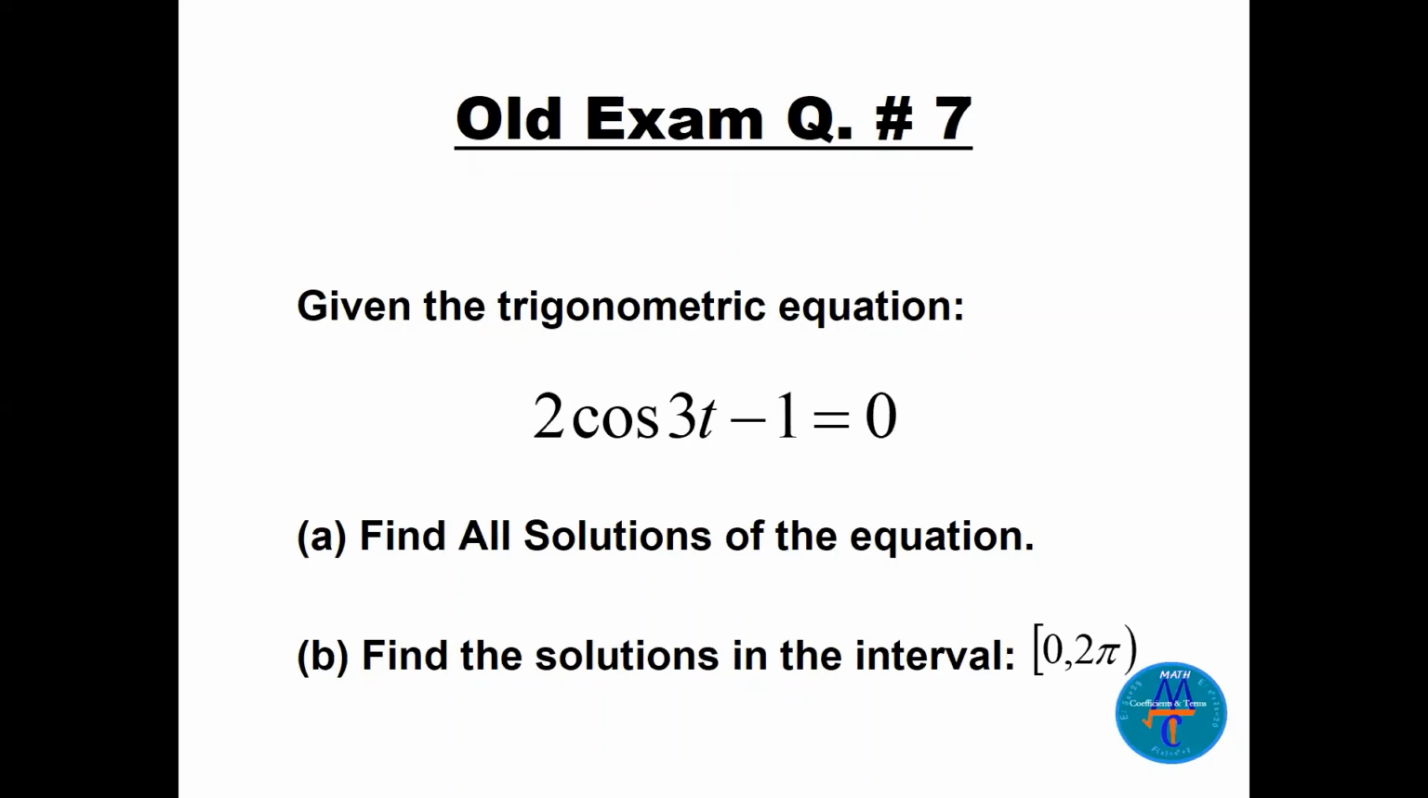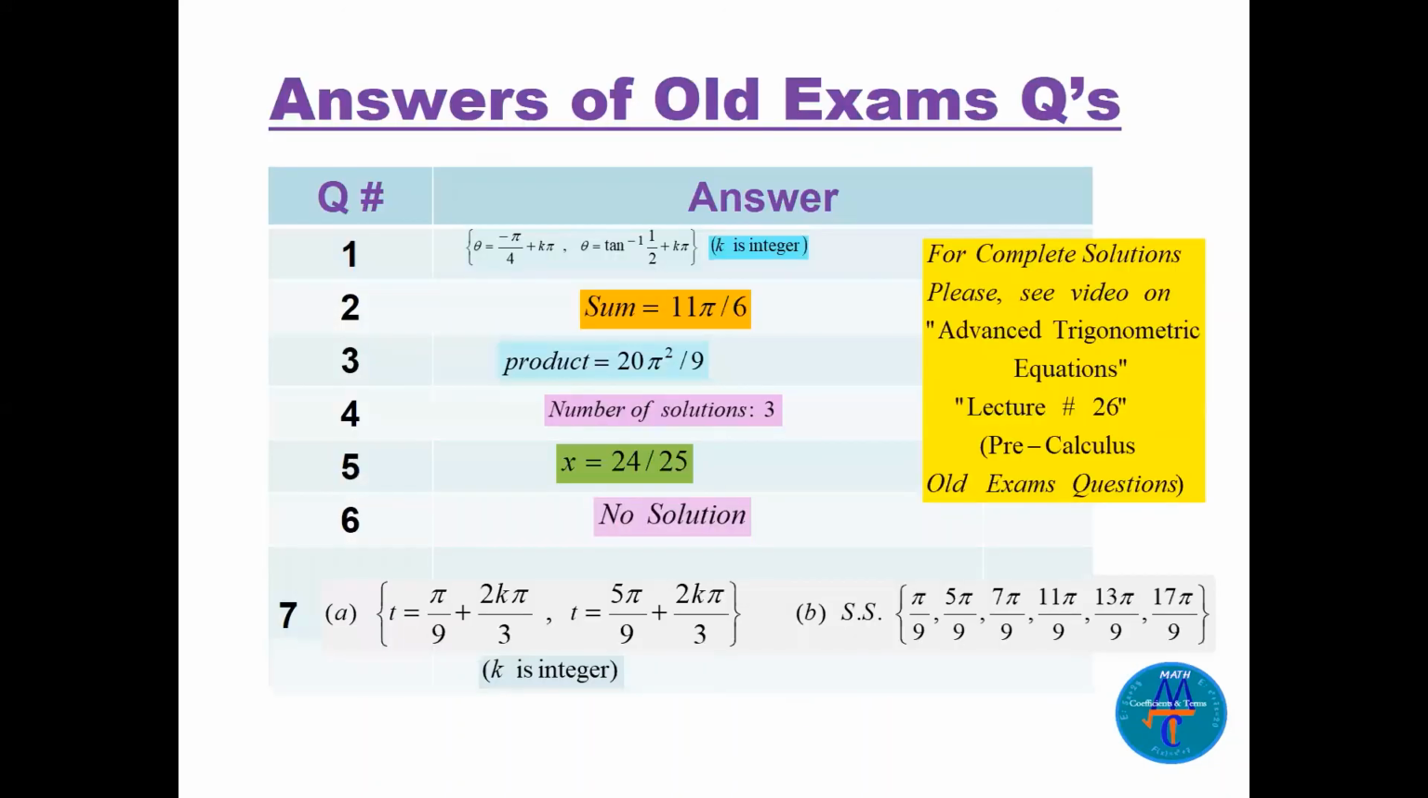Given the trig equation, 2 cosine of 3t minus 1 is equal to 0. So we need all the values of t. This is the angle here. Find all the solutions in part A without any condition. In B, find the solutions in the interval 0 to 2 pi. Now here are the final answers of all these 7 questions and their parts.